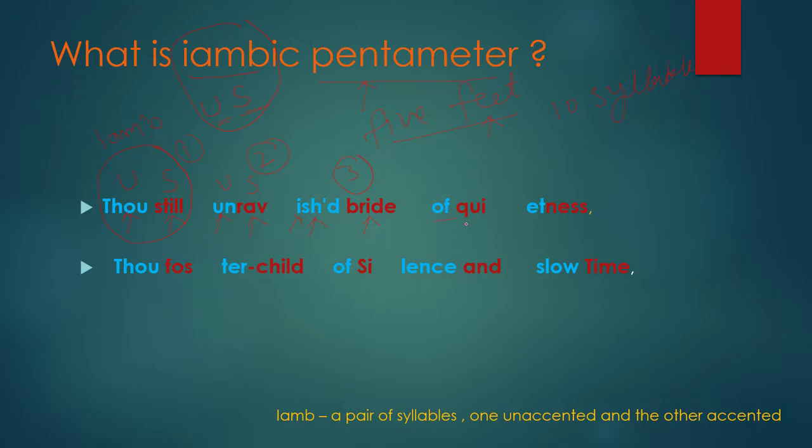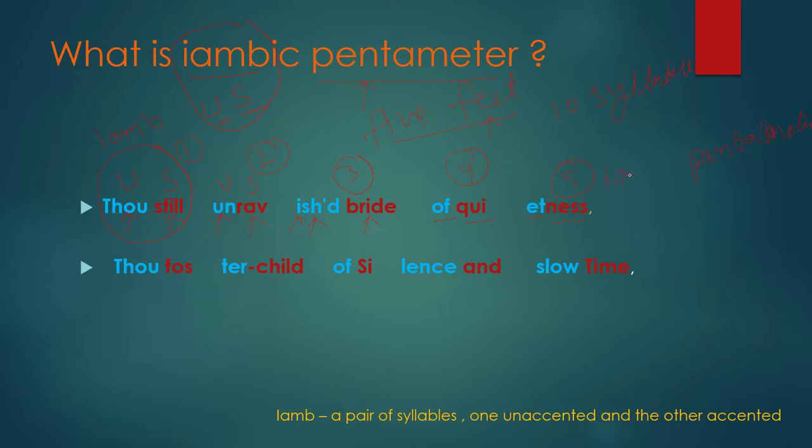Again, of quiet, this is unstressed and stressed. Fourth. Ness, unstressed, stressed. This is the fifth iamb. All have unstressed and stressed syllables. So all are iambs. And how many iambs? 1, 2, 3, 4, 5. 5 iambs means pentameter. It's iambic pentameter.